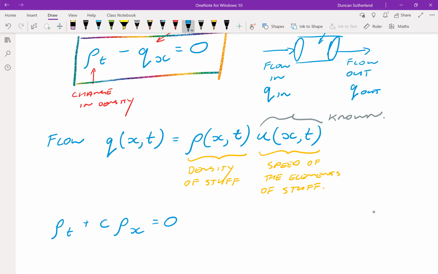Now, this c is a wave speed, and it can be quite complicated, and it often depends on density. But it depends on what U looks like.